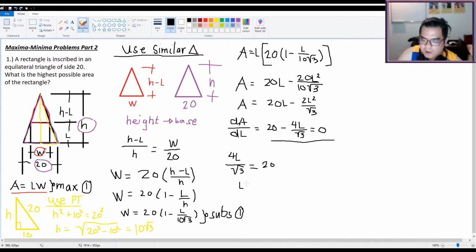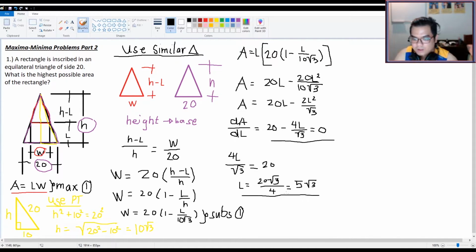Therefore, the value of length now will be 20 square root of 3 all over 4, or this is just 5 square root of 3. Now this is your length. So you already have the length, and now substitute this value, the 5 square root of 3, to get the width here.